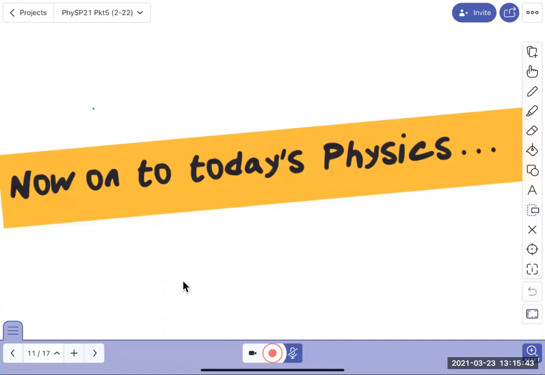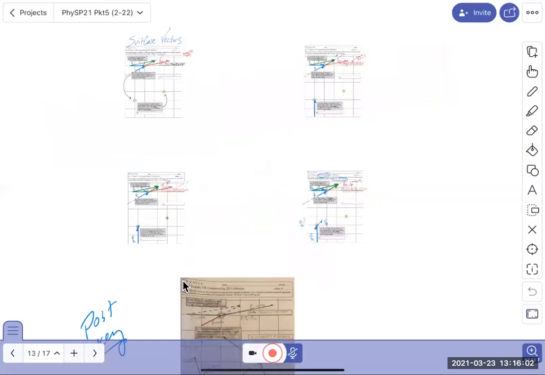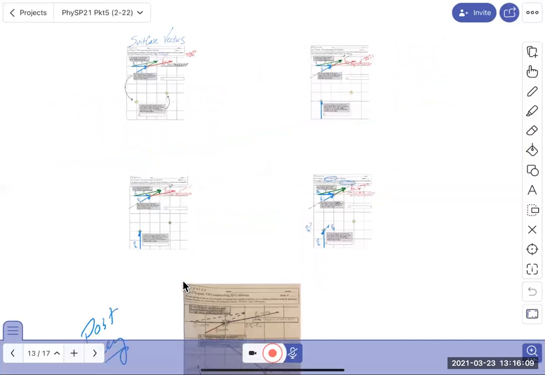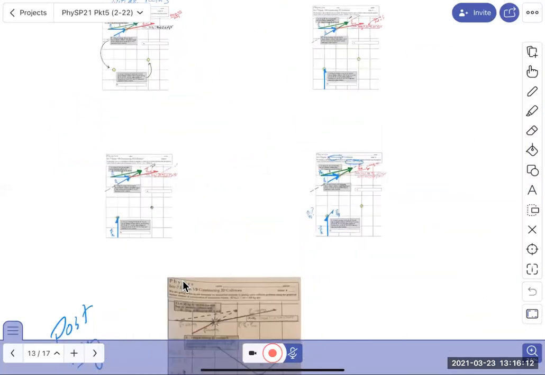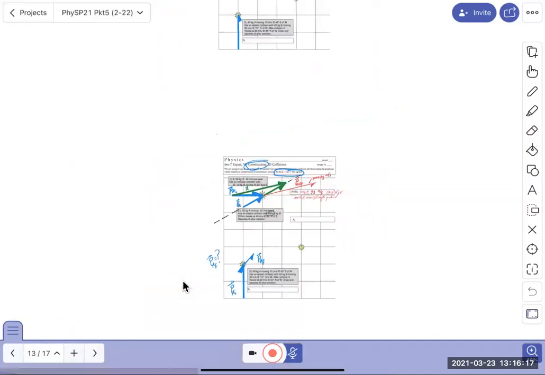All right, so today's physics, we're dealing with the momentum suitcase vector again. The length of the arrow really just tells you the combination of mass and velocity. It doesn't tell you which, because they're both hidden in there. It does tell you the direction though. This is what I went around and checked, and of the in-person students, I kid you not, 75% of them had it done or a good chunk of it done.